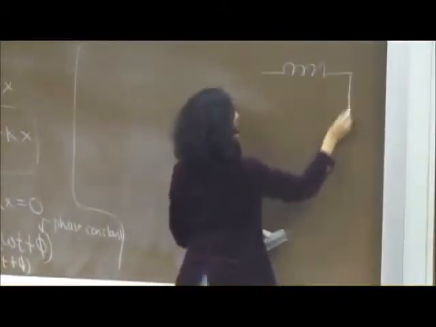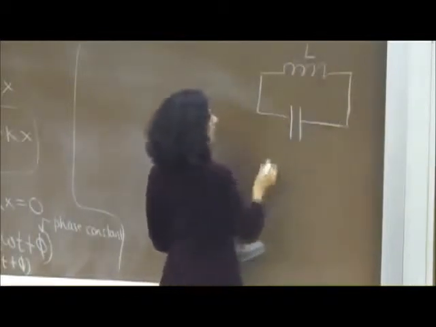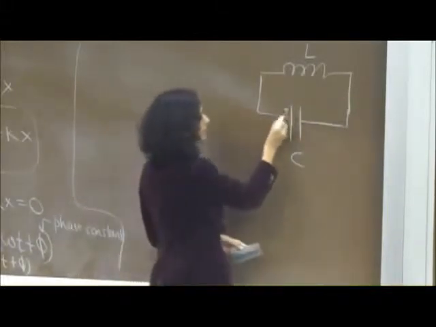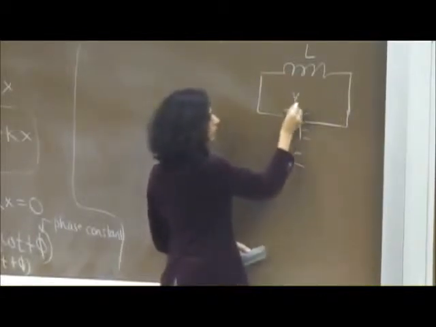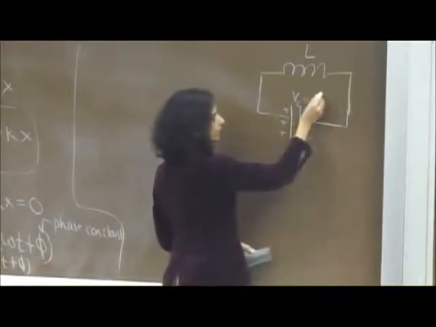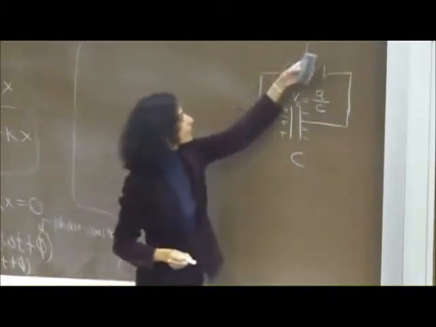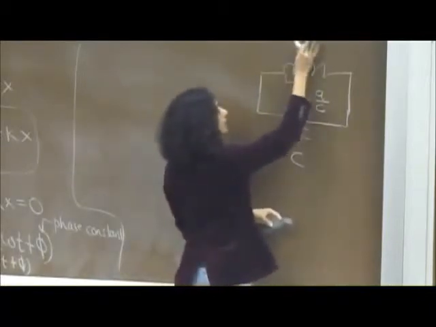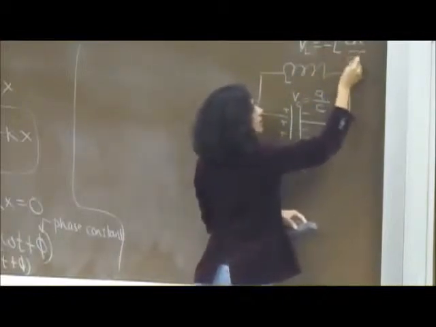So here is my LC circuit. I have an inductor and I have a capacitor. This has inductance L. This has capacitance C. Let's say that this has some positive charge here and this has some negative charge. Do you remember the potential difference across the capacitor, V sub C? Should it be Q divided by C? What is the voltage across the inductor with inductance L? Do you remember the voltage across the inductor, V sub L, is equal to minus L di over dt?